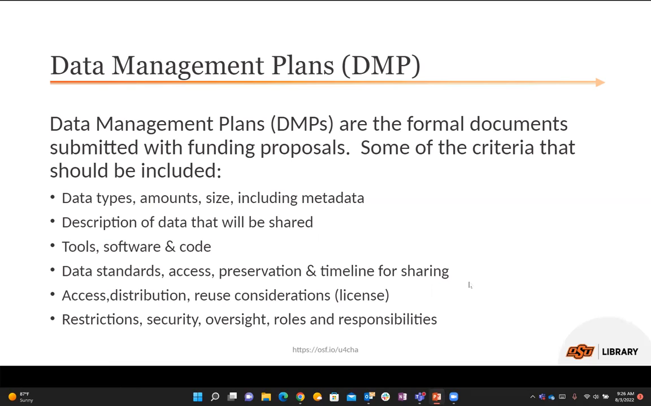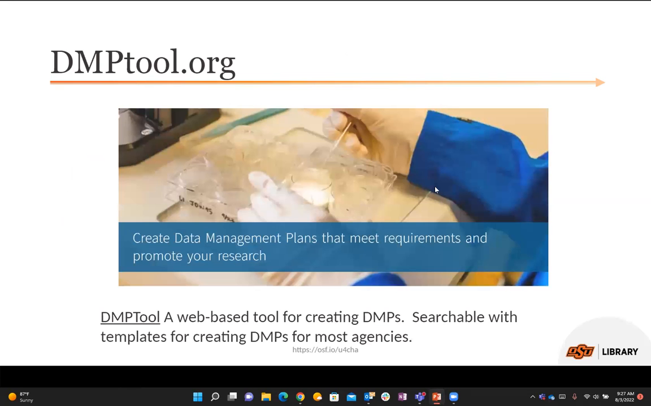You may need data standards. Depending on your discipline, there are increasingly standards for both the metadata and structure of data. You'll want to have a plan for how this data can be accessed and a way to preserve it and a timeline for sharing it. Then access, distribution, and reuse considerations, because you will probably want to license the data and tell people what it's okay to use your data for. And then any place where there may be restrictions, considerations of security and so on, you'll want to include that in your data management plan. Every agency will have a format or criteria that they expect for the data management plan. And so when you are creating one for a funding proposal, you want to dig into that.